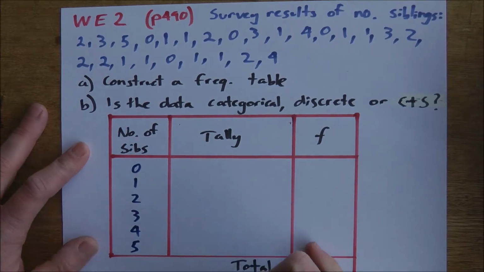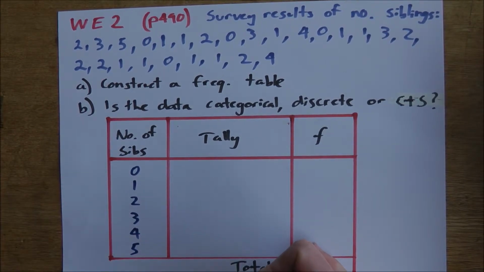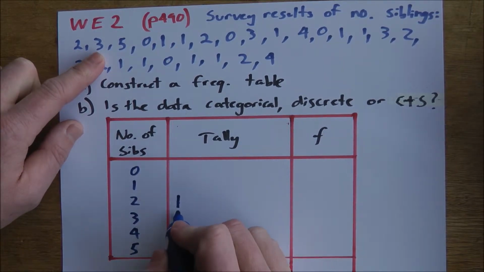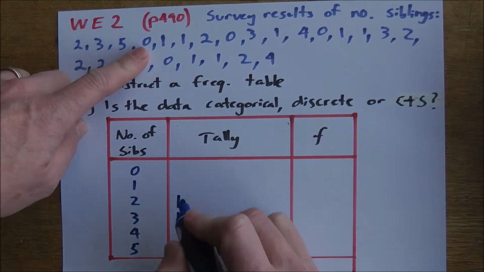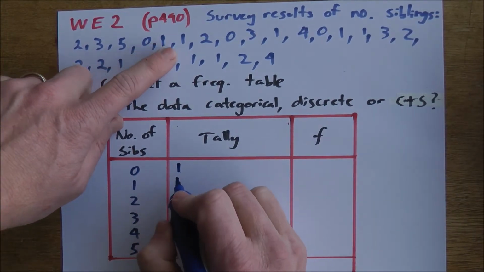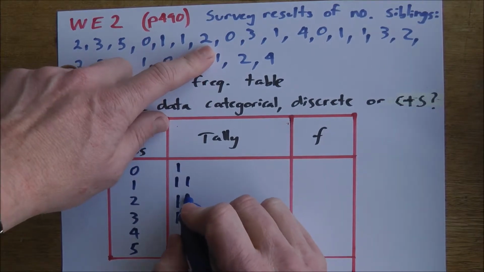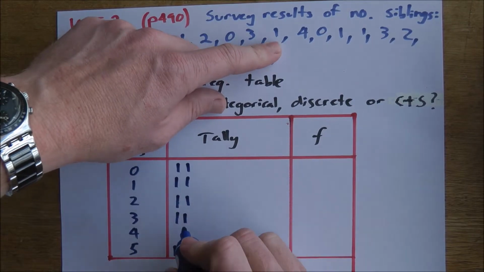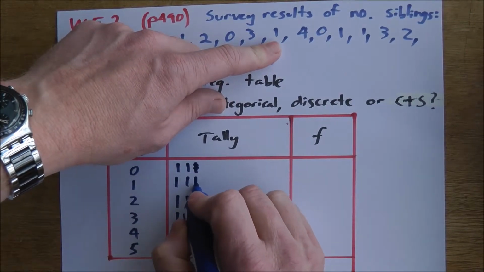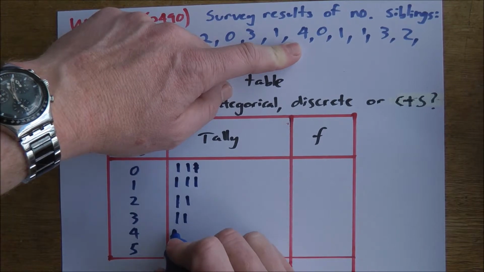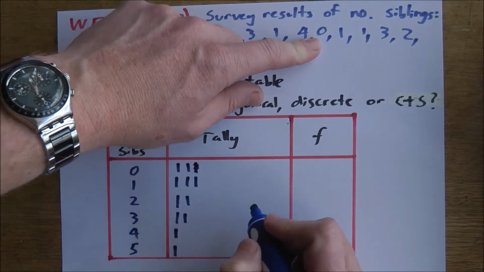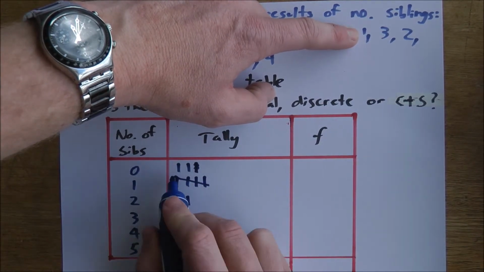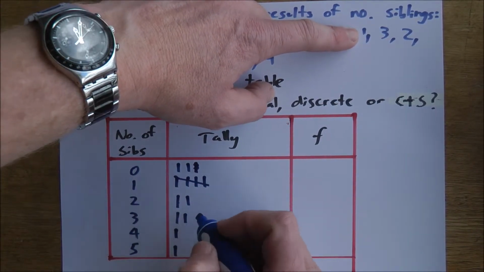Okay, now we tally it up. So to do that, we run through our data. So there was a 2, so we put a little mark in there. There was a 3, there was a 5, there was a 0, a 1, another 1, a 2, a 0, a 3, a 1, oops, my mistake, that one goes there, a 4, a 0, that's that one there, a 1, another 1. When we get 4 marks, we cross it off so it's 5, so it's easier to read it off.